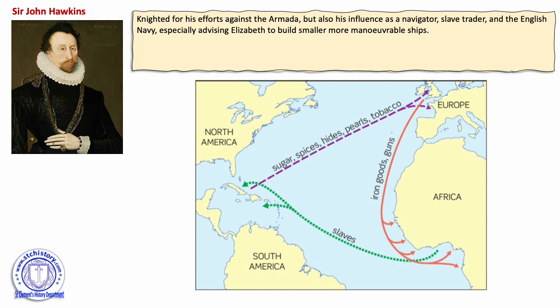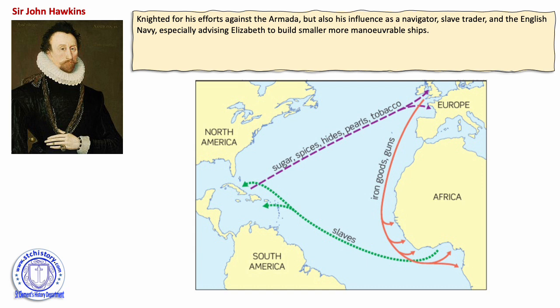So he's one of Elizabeth's main sailors, pirates, maybe for want of a better word. He was knighted for his efforts against the Armada, so we know that he's going to become really, really important, especially as our lessons go on into the Spanish Armada. But he's also really, really influential and important as a navigator, a slave trader, and in the English Navy.